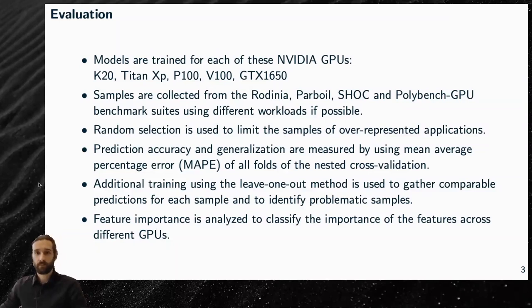Then, because we want to be able to make the predictions really fast, we also analyze the feature importance, and this would allow us to leave unimportant features out and to gain speed during prediction.